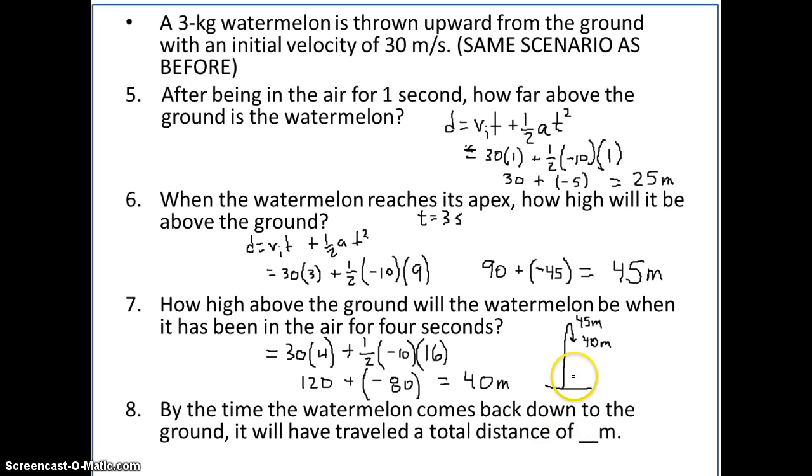By the time the watermelon comes back down to the ground, it will have traveled a total distance of how many meters? Well, that's pretty easy. If it goes up 45, it's going to come down another 45 when it comes back to the ground, so that's a total of 90. You just add them up, that's all it is.